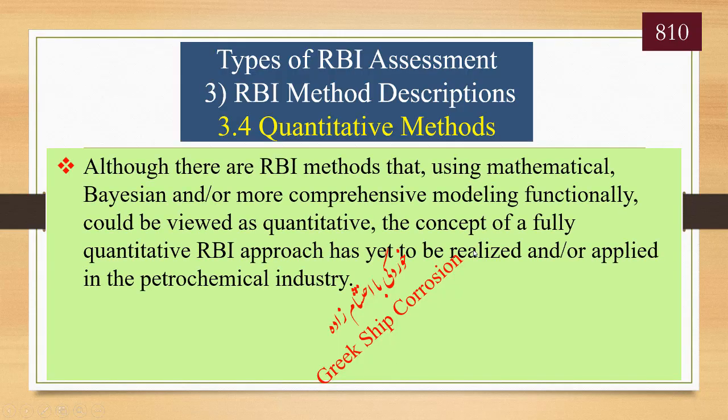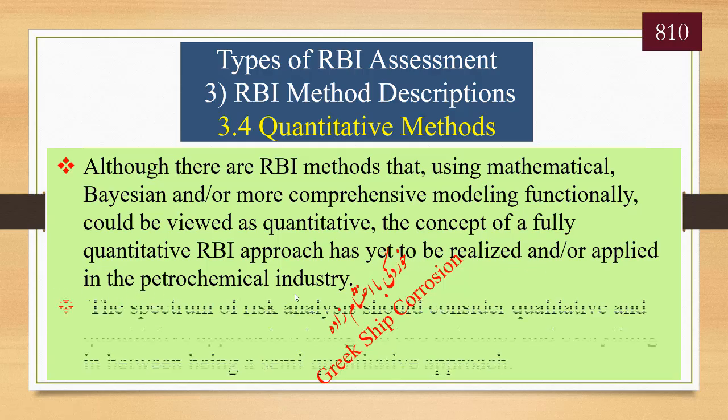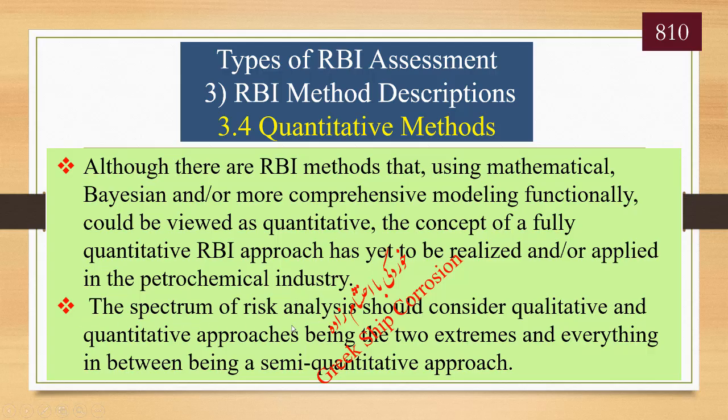Although there are RBI methods that, using mathematical, Bayesian, and/or more comprehensive modeling functionally, could be viewed as quantitative, the concept of a fully quantitative RBI approach has yet to be realized and/or applied in the petrochemical industry. The spectrum of risk analysis should consider qualitative and quantitative approaches being the two extremes and everything in between being a semi-quantitative approach.